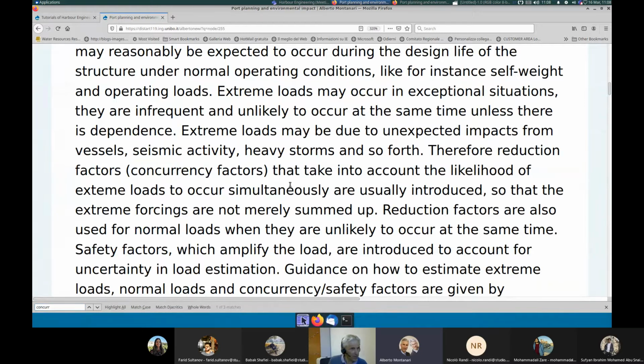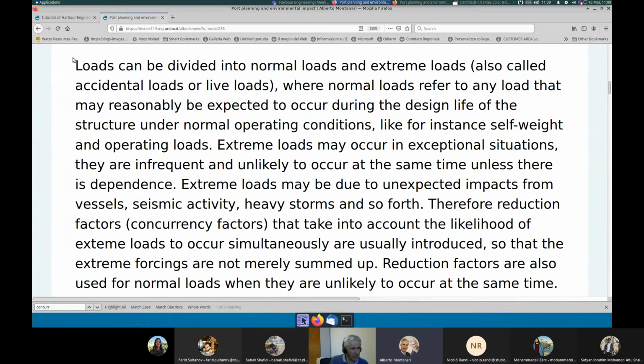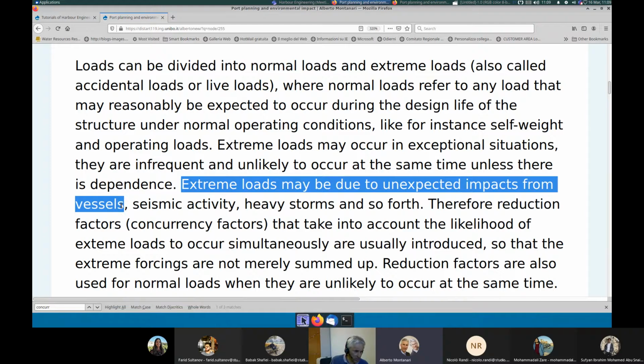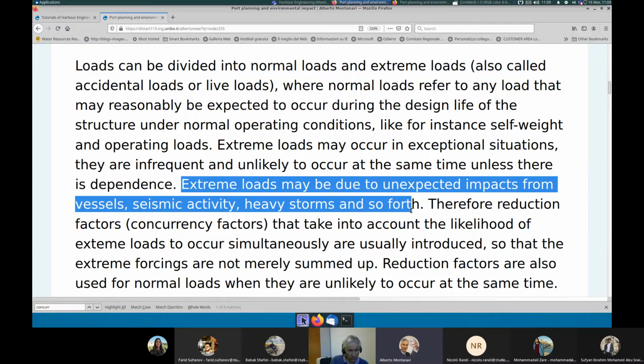Here they are. Now, loads can be divided into normal loads and extreme loads. And here we have the discussion on the concurrency factor. Extreme loads may be due to unexpected impacts from vessels, and this is the impact of ships that we discussed before, seismic activity, heavy storms, and so forth.